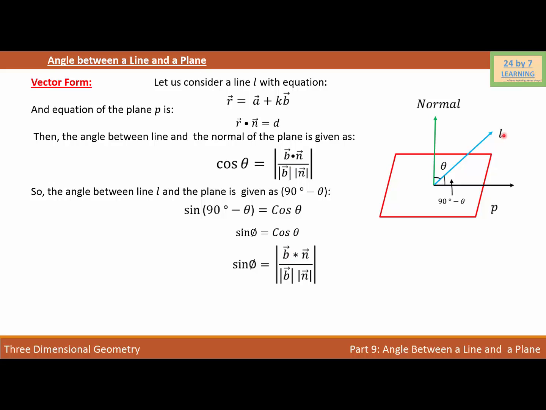So the angle between line L and plane P is given by sine phi is equal to the absolute value, or mod, of vector b dot vector n over magnitude of vector b times magnitude of vector n. We can take sine to the other side and find the value of phi. So phi is equal to sine inverse of this term, and this phi is the angle between line L and plane P.